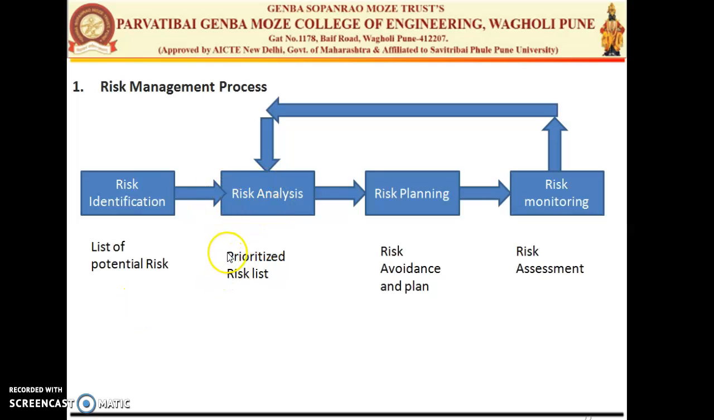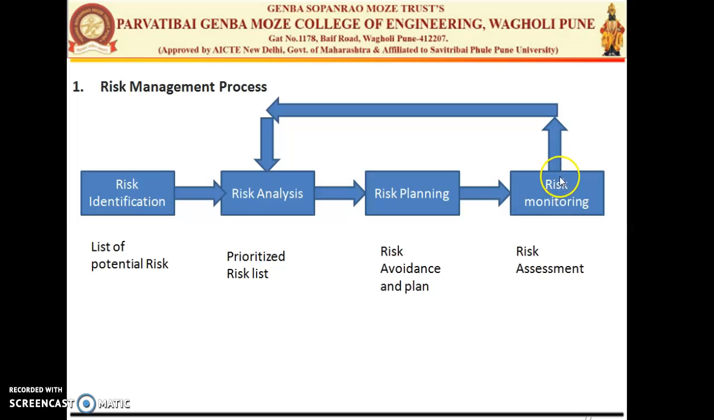That means we need to prioritize the risk list, depending on which should be eliminated first. So the priority is set and the list is created. Then we need to plan for the risk. That means we need to make a plan for the avoidance of the risk. So that is risk planning. And the last one is risk monitoring. That means you have to assess that risk. So risk assessment is there.